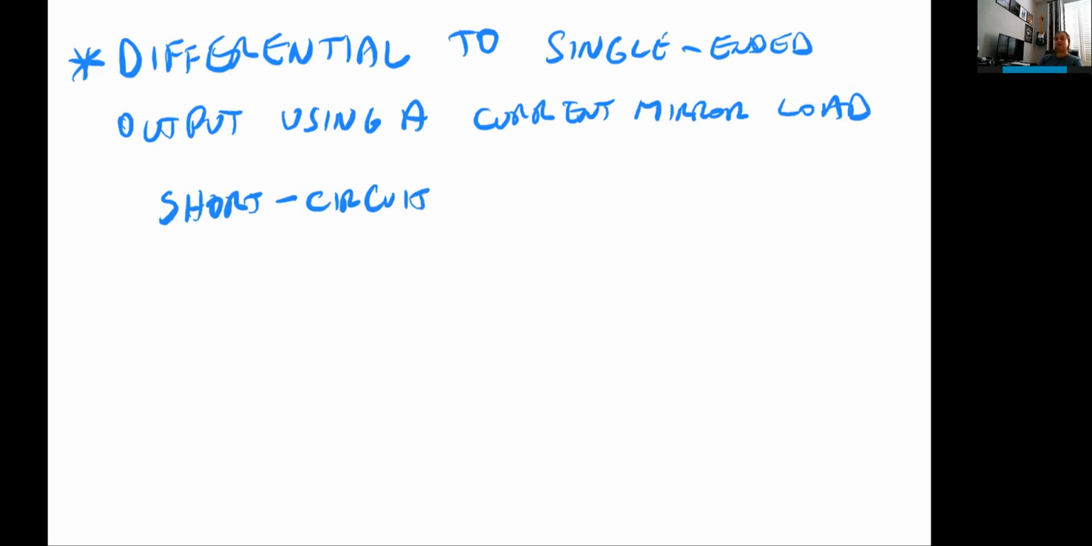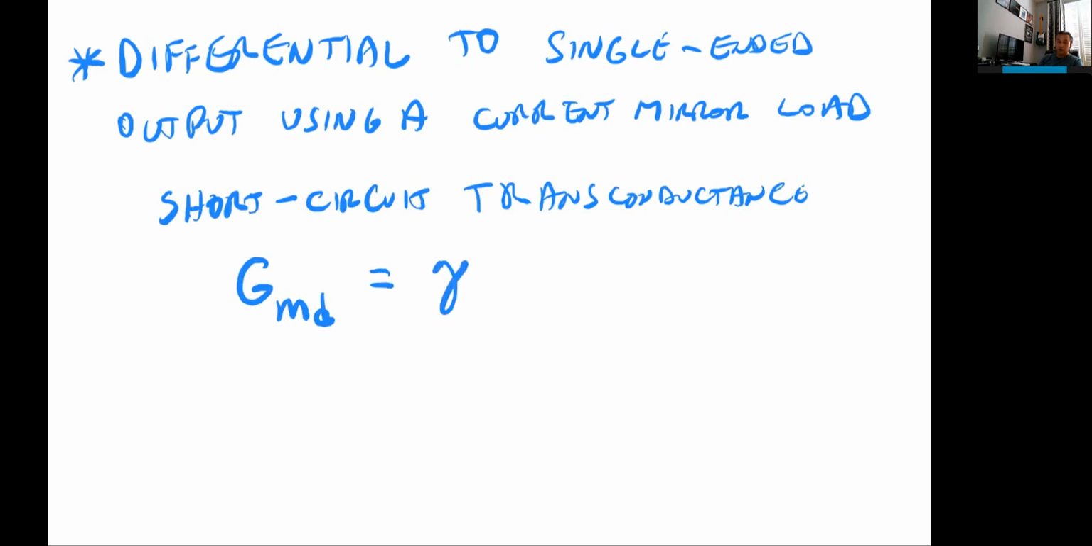So what happens when I short the output? And I'm going to call that capital GM, which again, assuming that transistors are matched, is going to be the GM of the transistors.